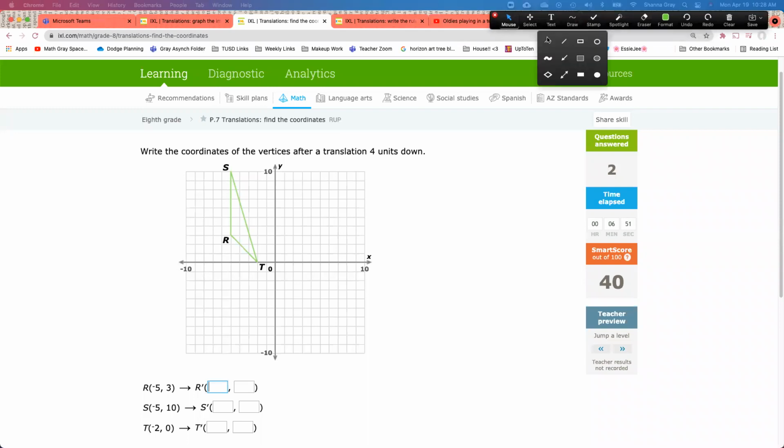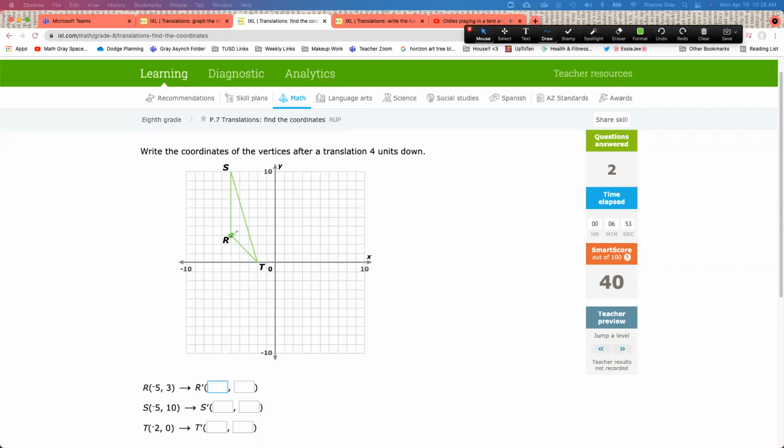Okay, so I'm going to come over here and say, let's start with R. Let's switch colors, red. So I'm going down 4 units. So for R, I'm going to go down 1, 2, 3, 4, and I end up with R prime here. For S, I go down 1, 2, 3, 4, and I end up with S prime here. And then for T, I go down 1, 2, 3, 4, and I end up with T prime there, which means that when I reattach all the points, I get the same shape I started with.